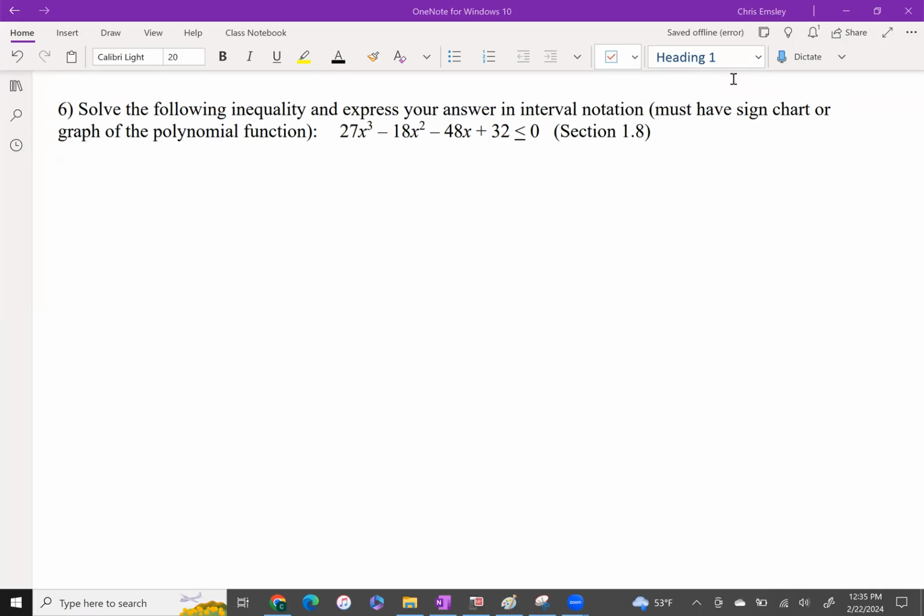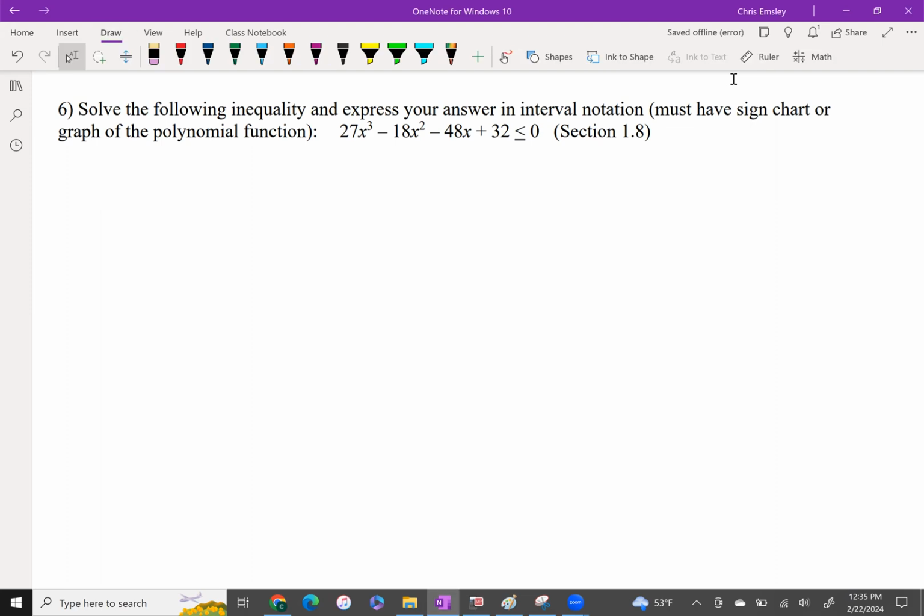Okay, number 6 on the review, we have this polynomial inequality. And we do have a hint here that you won't have on the exam. So notice here it does tell us we have to have a sign chart or graph of this polynomial function.